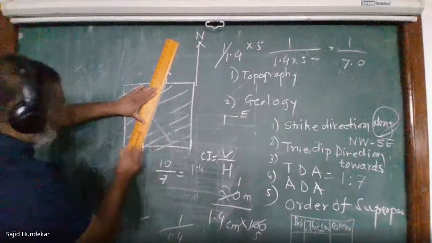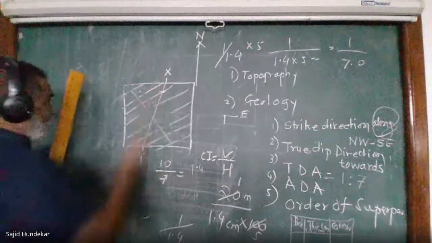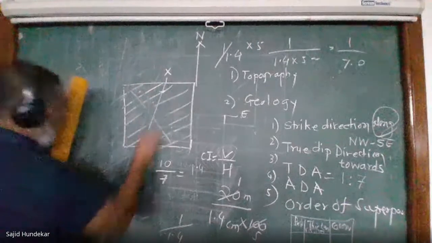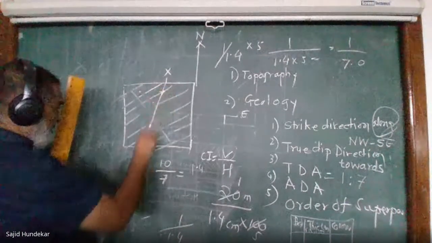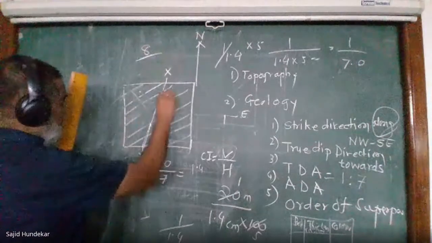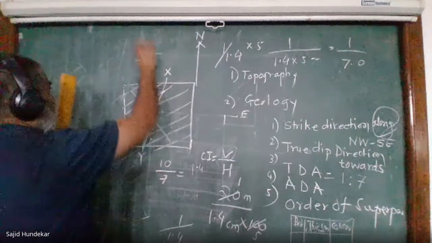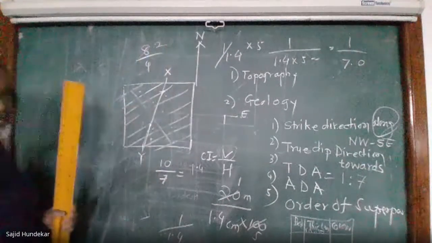Yes, I join these 2 points. On this point, measure the distance from this straight line to this straight line. How much is there? Say now, assume this is 8 centimeters. How many divisions? 1, 2, 3, 4. 4 is there, so that will come to 2. So the average distance is 2.